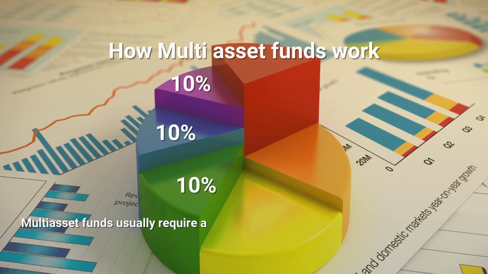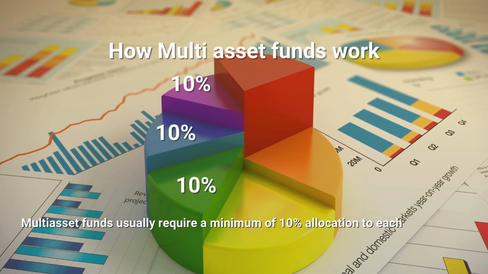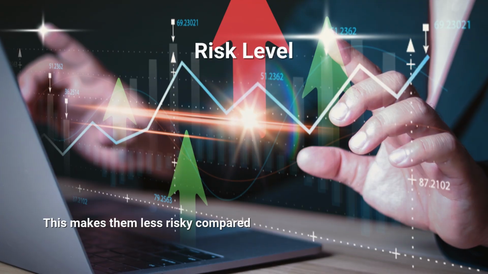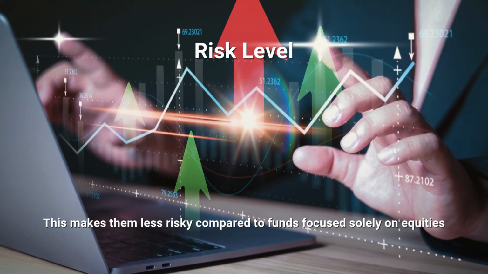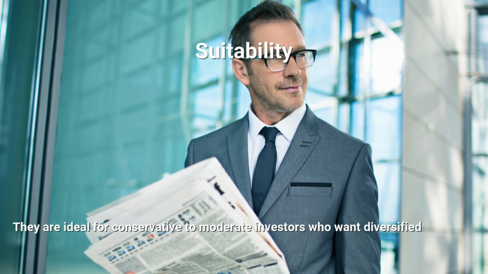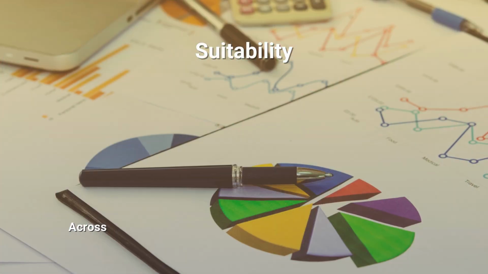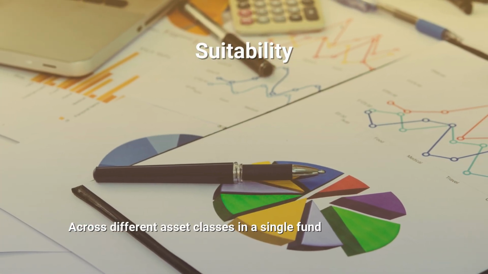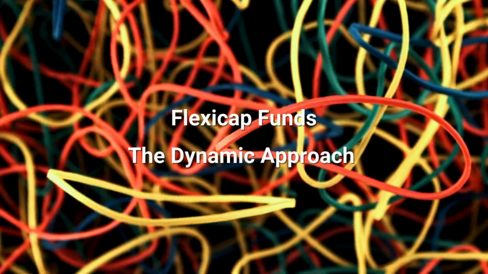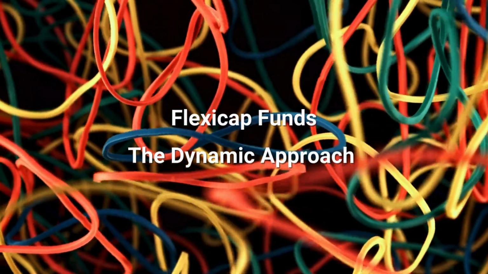Multi-asset funds usually require a minimum of 10% allocation to each asset class. This makes them less risky compared to funds focused solely on equities. They are ideal for conservative to moderate investors who want diversified exposure across different asset classes in a single fund and lower volatility.